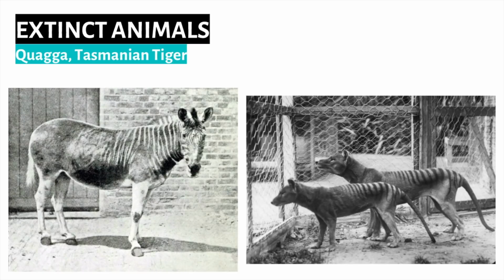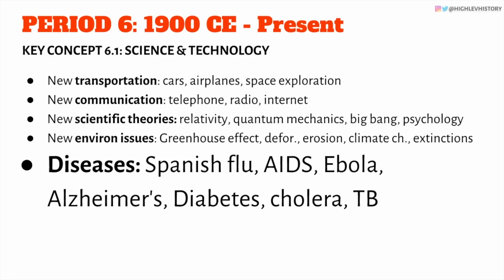interaction with it. You've got animals that have gone extinct, like the quagga on the left here and the Tasmanian tiger. These are just two examples of many animals that didn't make it to the end of the 20th century, which is really sad.